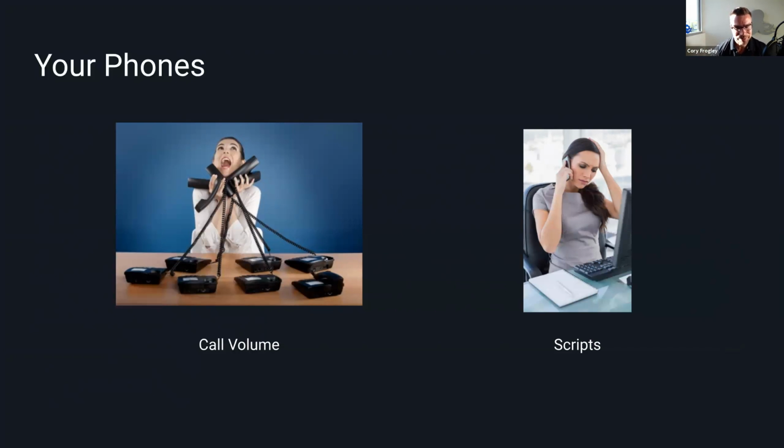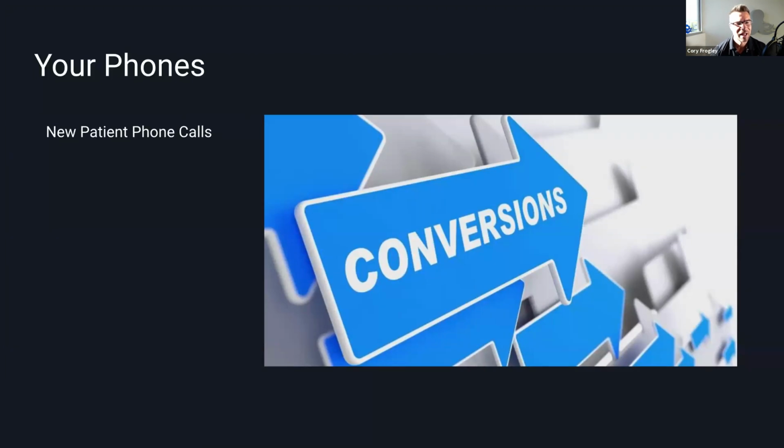But scripting, we've got to address that. What we want to make sure is happening is new patient phone conversion. We're spending all this money to get the phones to ring, and what if we're not converting those? So I'll tell you, as a practice owner, if you're a team member listening to this, if we're missing opportunities on the phone, your practice owner is going to be pretty upset.